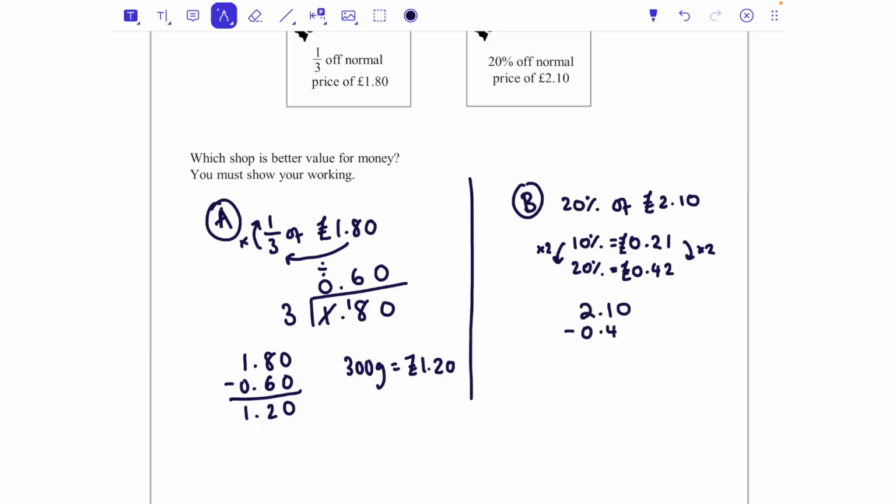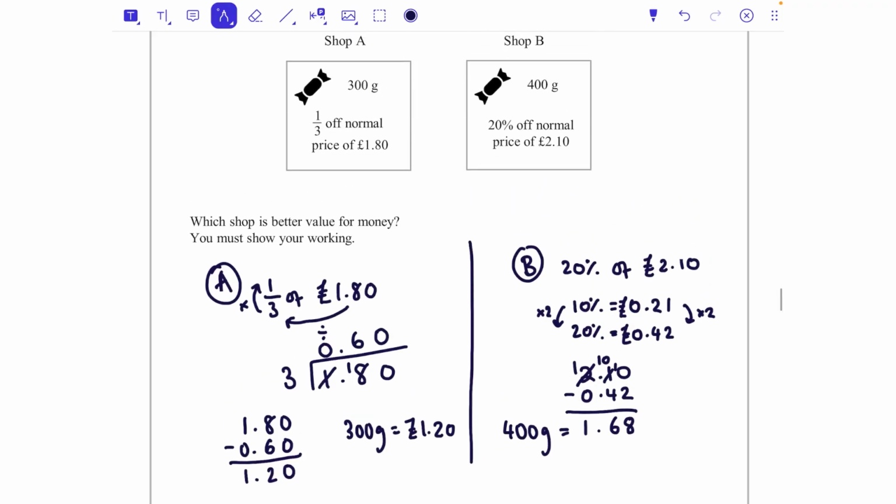£2.10, subtract 42p. Now when you are taking away, if the number on the bottom is bigger, we would say more on the floor, borrow from next door. So I'm going to borrow from here, make this a 0 and turn this into 10. 10 take 2 is 8. Now again, for the next column, I've got more on the floor, borrow from here, so make that a 1 and make it 10. 10 take 4 is 6 and 1 take 0 is 1. So we've got £1.68 and we get 400 grams of sweets for that.